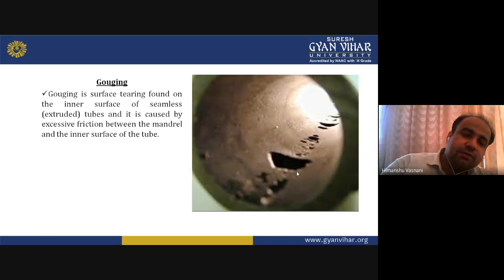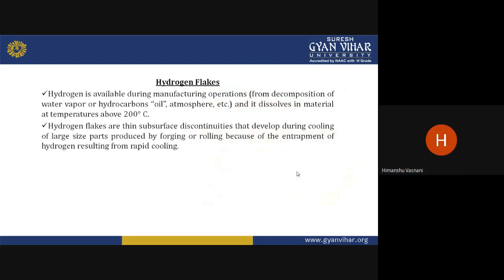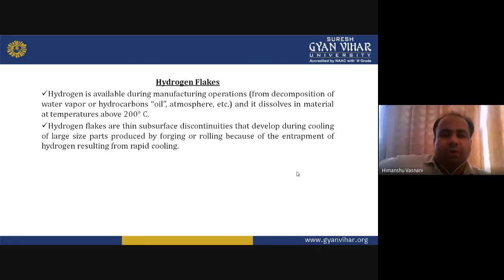Hydrogen flakes. Hydrogen is available during manufacturing processes nowadays, from the decomposition of water vapor or hydrocarbons, oil or atmosphere, and it dissolves in the material at temperatures above 200 degrees centigrade. So hydrogen flakes are thin subsurface discontinuities that develop during cooling of large parts produced by forging or rolling, because of the entrapment of hydrogen resulting from rapid cooling.